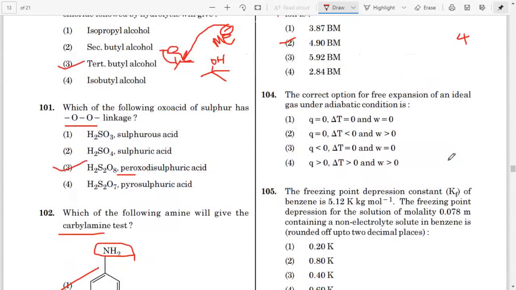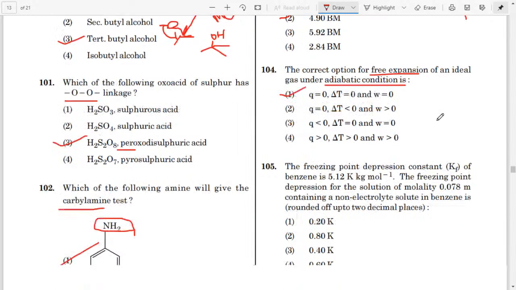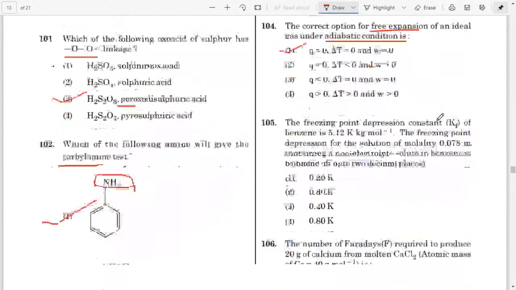Next, the correct option for free expansion of an ideal gas under adiabatic conditions, all are 0. Q, delta T and W, work done, all are 0. That is option number 1 is correct option, students.